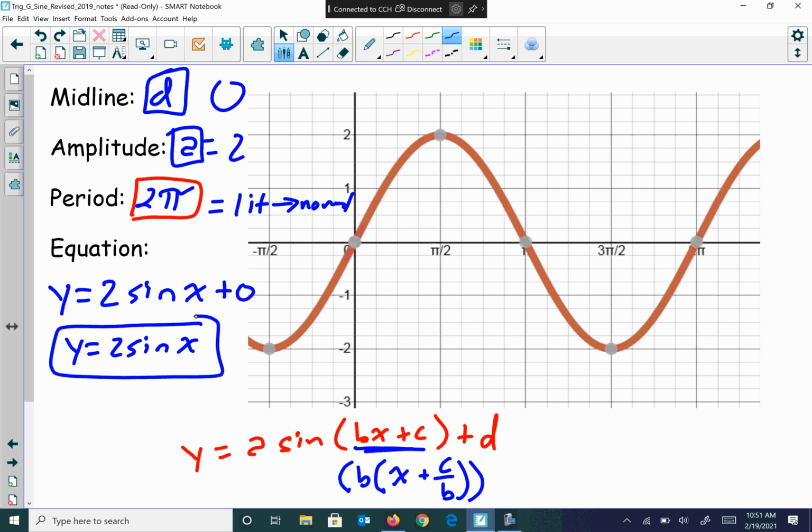The 2 refers to that it goes twice as high. If it went up to 5, you would have 5 sine of x. The reason I have it as plus 0 and then I get rid of it is its midline happens to be 0. If our midline changed, then we would have something like plus something outside of the parentheses after sine. Can I move on?